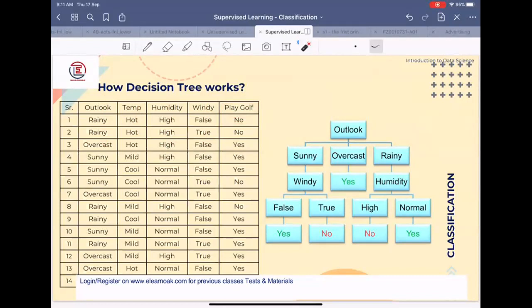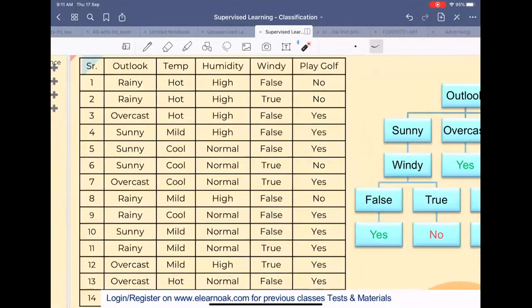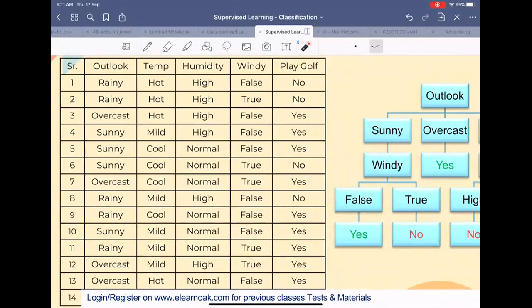Outlook can take multiple values. The outlook is a categorical feature which can take rainy, overcast, or sunny. Temperature can take three values: hot, mild, or cool. Humidity can take two values: high or normal. Windy can take two values: true or false. And play golf can be either yes or no. The data is simple.